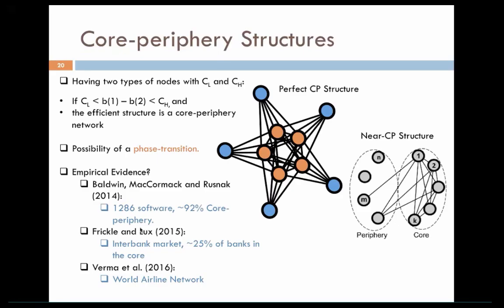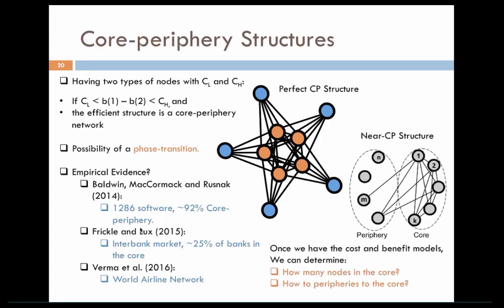Do we actually observe these core periphery structures in reality? Yes. There are several recent empirical results showing that core periphery structures are a better representation of most real networks than the scale-free network that was dominant in the last decade. Three very recent examples: Baldwin, Ormick, and Rosnack, in their 2014 paper, analyzed over 1,200 software and found that close to 92% of their source code and interdependencies are either core periphery or near core periphery structures.